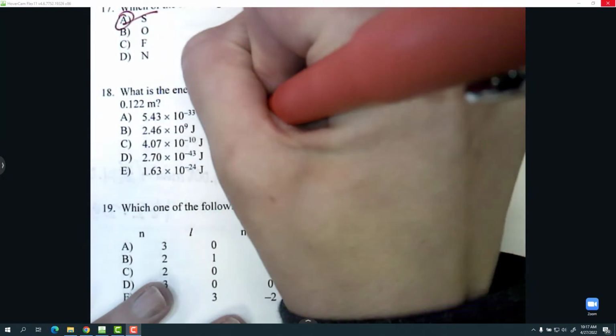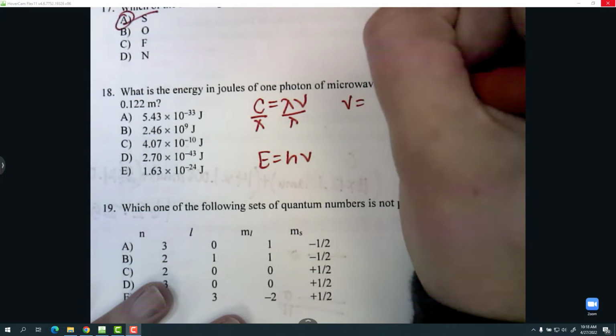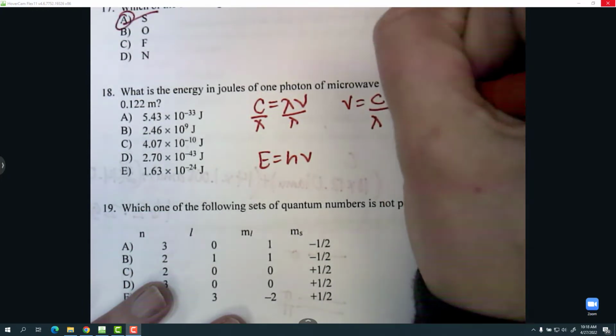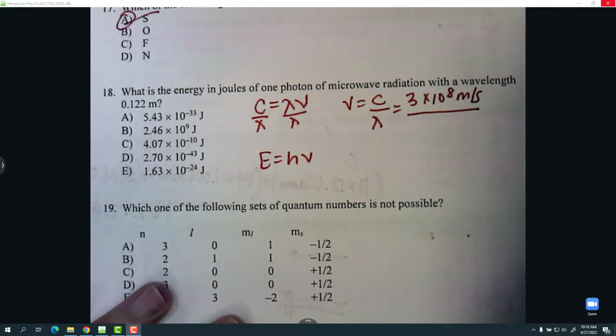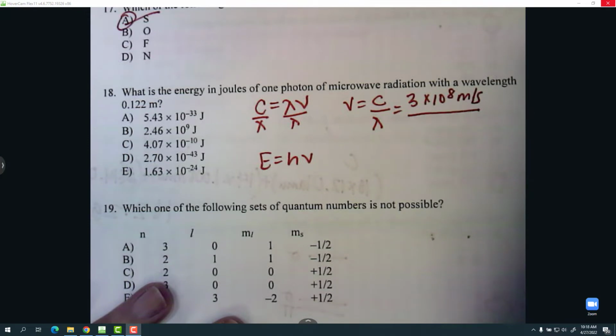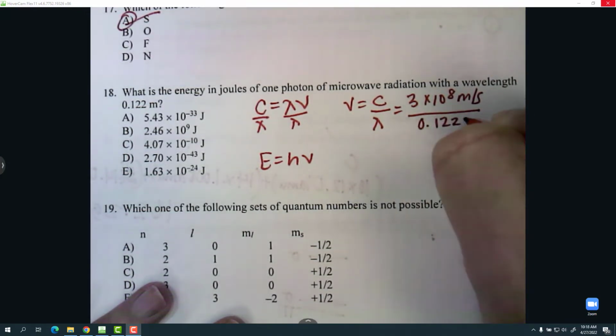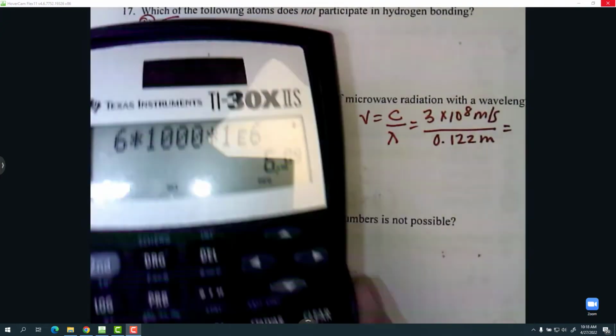So if my wavelength, they're often given in nanometers. If it was given in nanometers, I would need to be sure to convert it to meters, but this one is already in meters, so I'm good there. So I just need to divide.